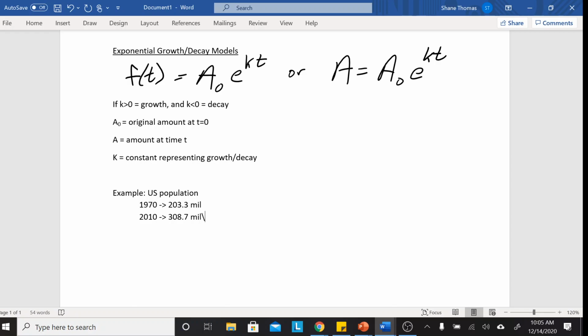So here's our question then. We want to find an exponential growth model. Anytime it says find the growth model, all that's saying is give me an equation. That's all that means. And then two, we want to find out when the population will hit 335 million. Okay, so those are the two things we want to do.